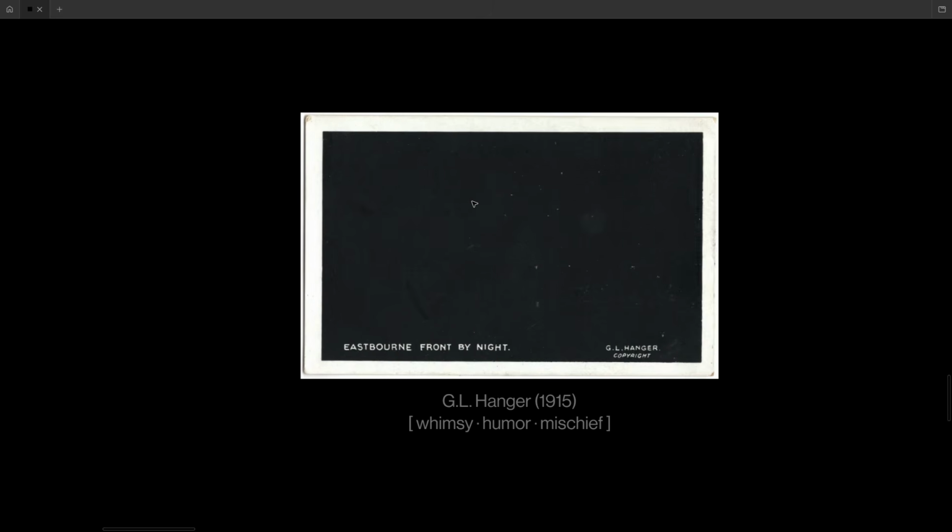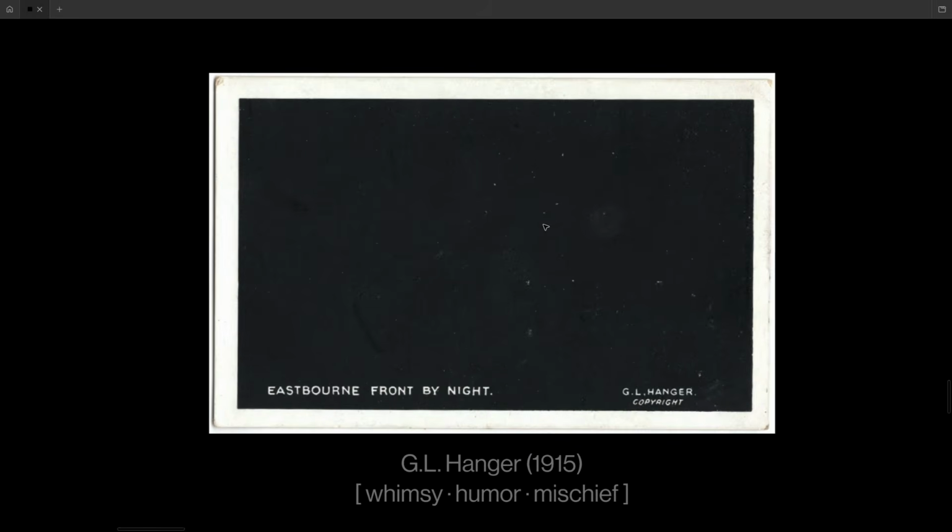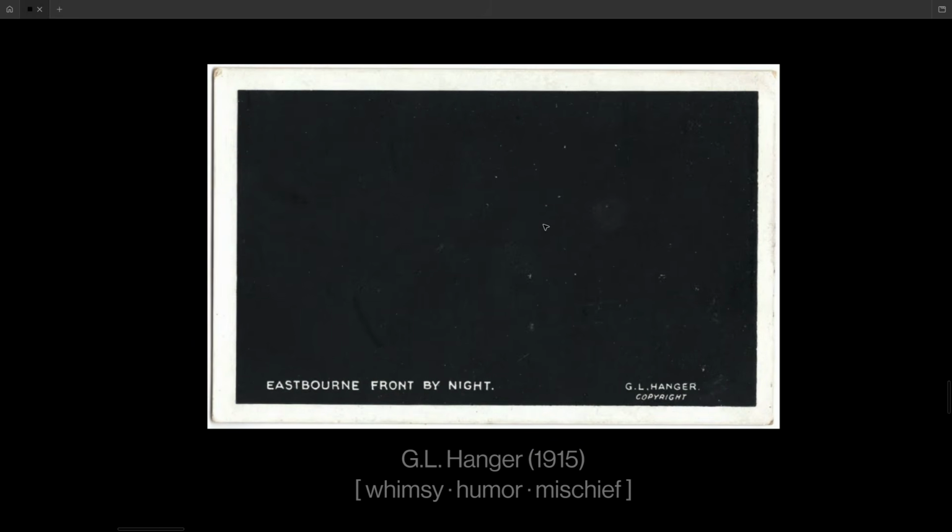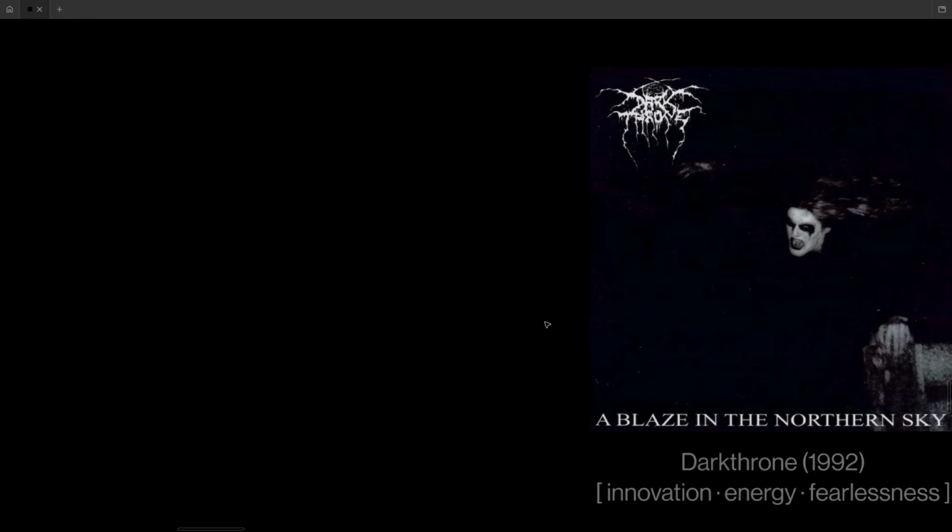So, for example, you can use darkness for humor. This is the photographer G.L. Hanger, from 1915. He made these postcards of different towns at night. This is Eastbourne. I think he has others too. But here the darkness carries the meaning of whimsy, of humor, of mischief.